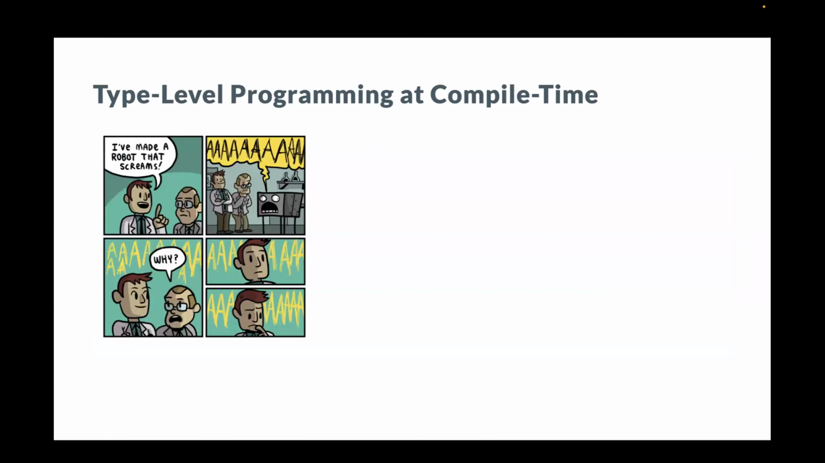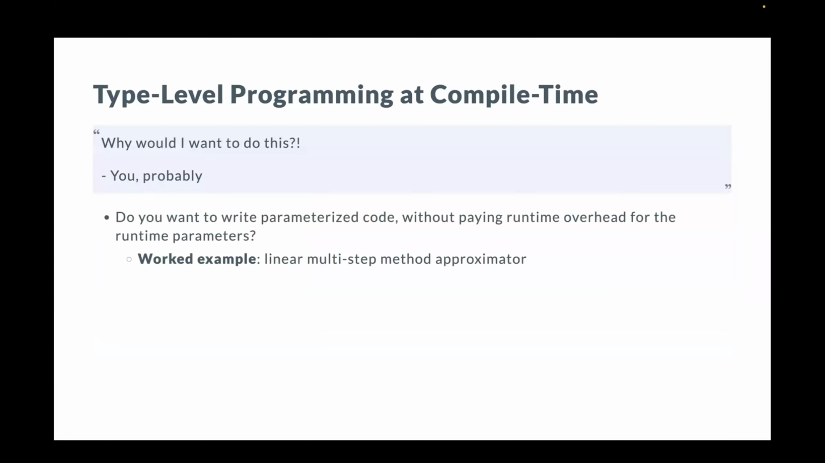And now you might be thinking, why on earth did we do this? I've made a robot that screams, but why? Well, there are two possible cases, but in fact, there's even more applications that I'm not going to talk about. For one, do you want to write code that's parameterized and configurable without paying any runtime overhead for the configuration? Sorry, this should say compile time parameters.